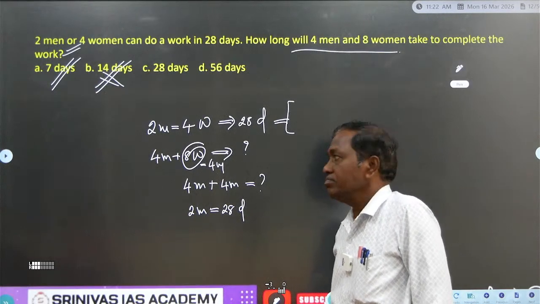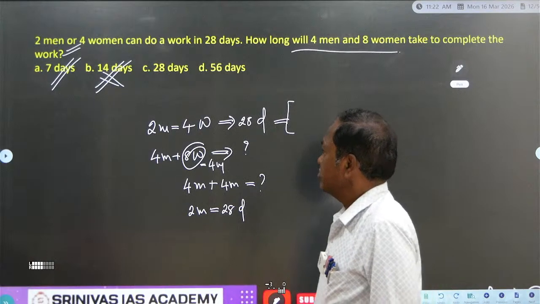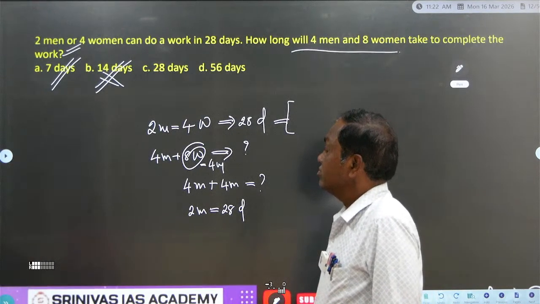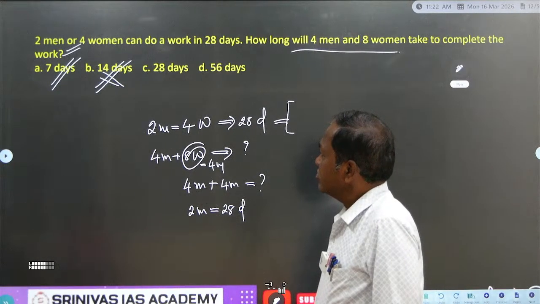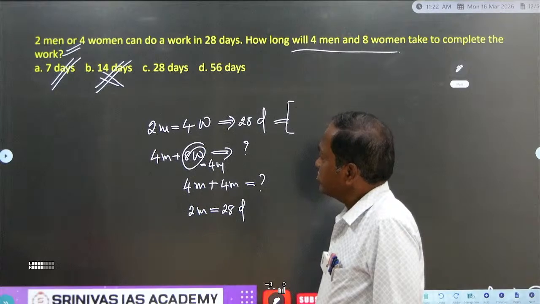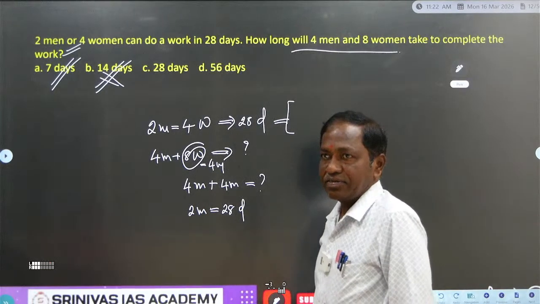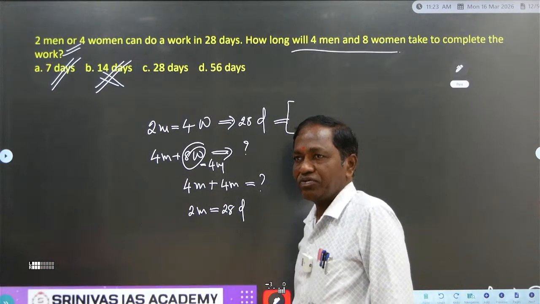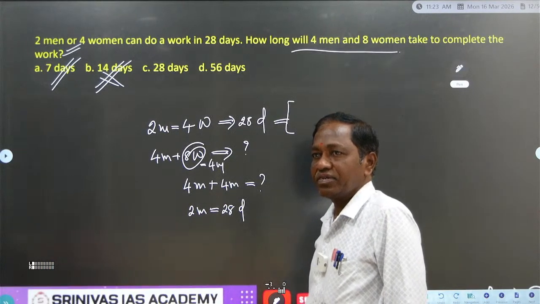Can you write, because we have already equated above, 2 men is equal to 4 women. Can you write it as 2 plus 2? Below, 2 plus 2, 4 is equal to 28 by 4. Yes, you can do it that way. In a number of forms you can do that. 2-3 methods you can do that.